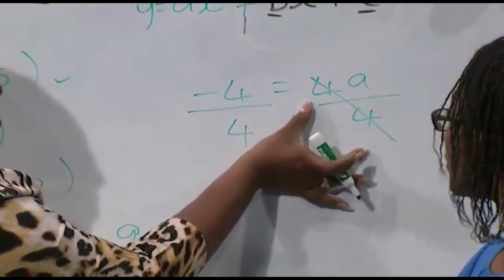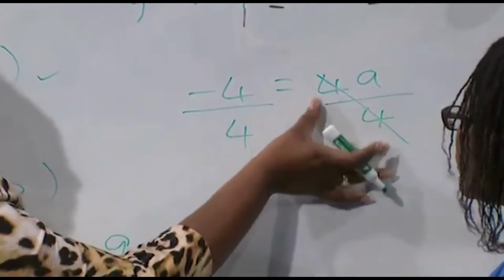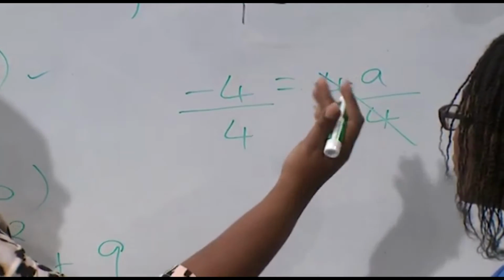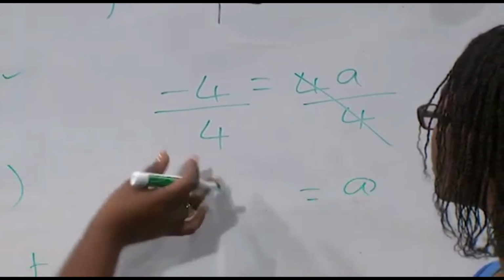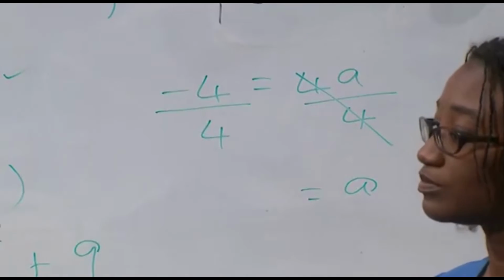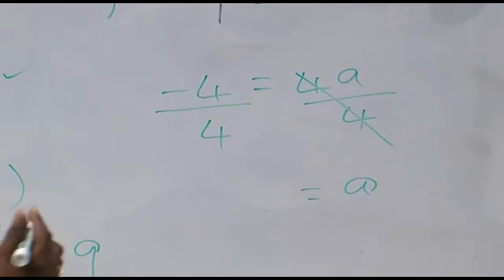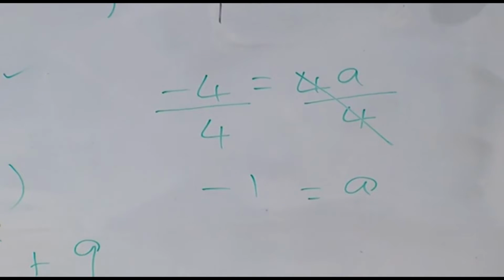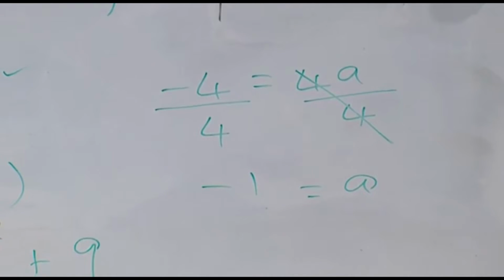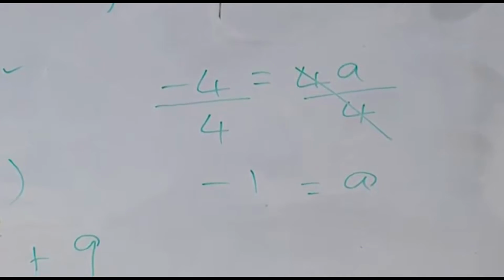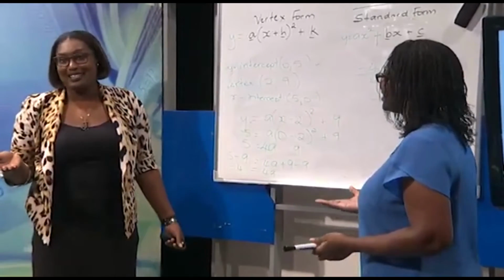Now, the common factor of 4 and 4 is 4. So 4 into itself will give us 1. a times 1 is a. 4 into -4 would be -1. So before we mentioned that we had a very sad graph. That's right. So a is actually -1.